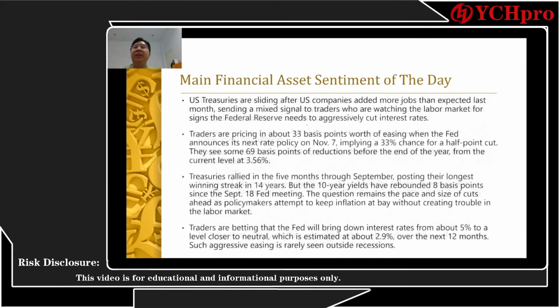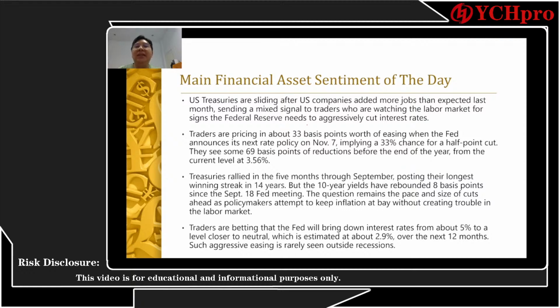Okay, and as a result, US Treasuries have been sliding after the US companies added more jobs than expected last month, and traders are right now expecting a 33 basis point cut in the next Fed rate and implying a 33% chance for a 50 basis point cut, guys. And as a result of the expectations of rate cuts, Treasuries have rallied in the 5 months through September, posting their longest winning streak in 14 years.